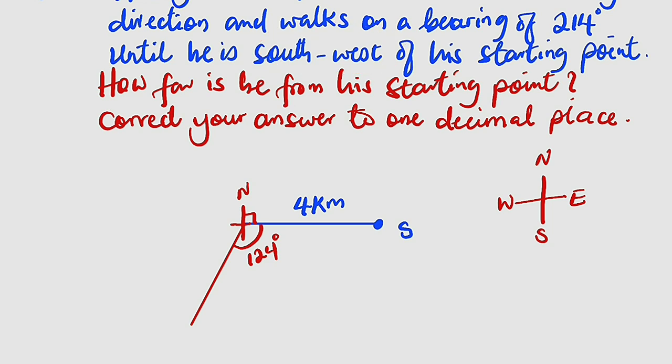Southwest of the starting point. Where is the southwest? Remember, if you have a cardinal point here, this point is going to be southwest, because this is south, this is west. So southwest will be 45 degrees between south and west. That is halfway. All right, so let me connect this point. So if this is 45 degrees, we are going to connect it to the other part. All right, something like this. So this must be 45 degrees.